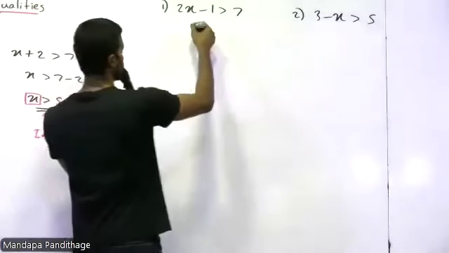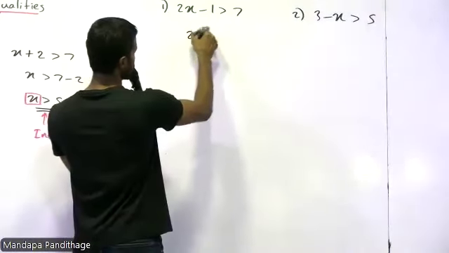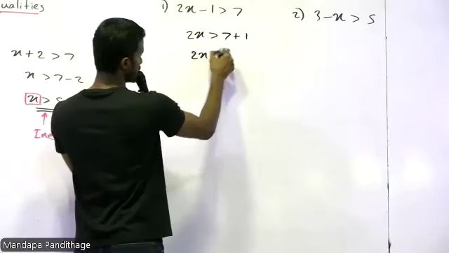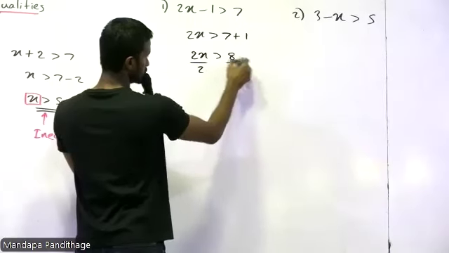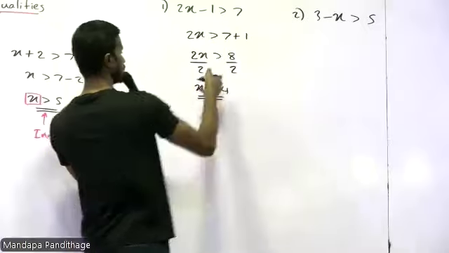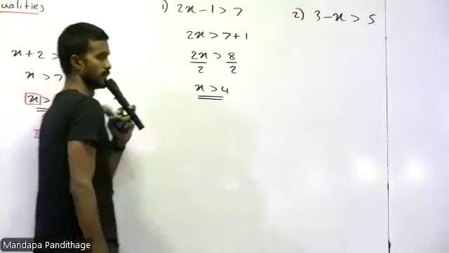Okay, this one, I asked you to make x the subject, no? So when you make x the subject, 2x is greater than 8. You can divide both sides, which gives you x is greater than 4. So every time you solve an inequality, the answer is an inequality.